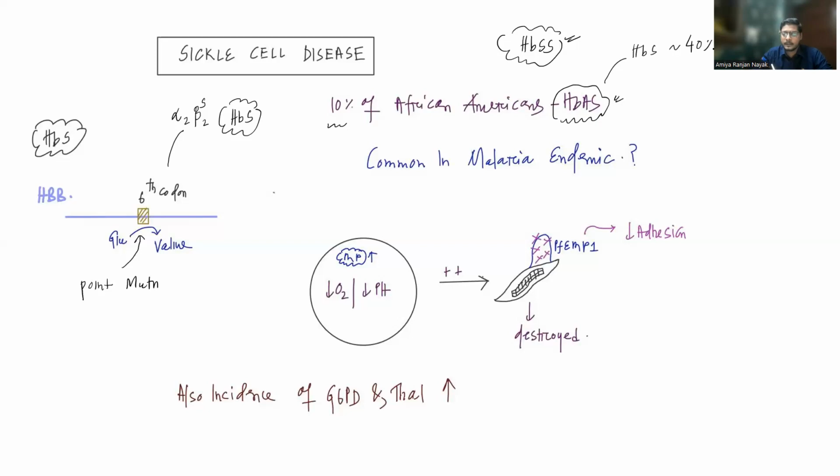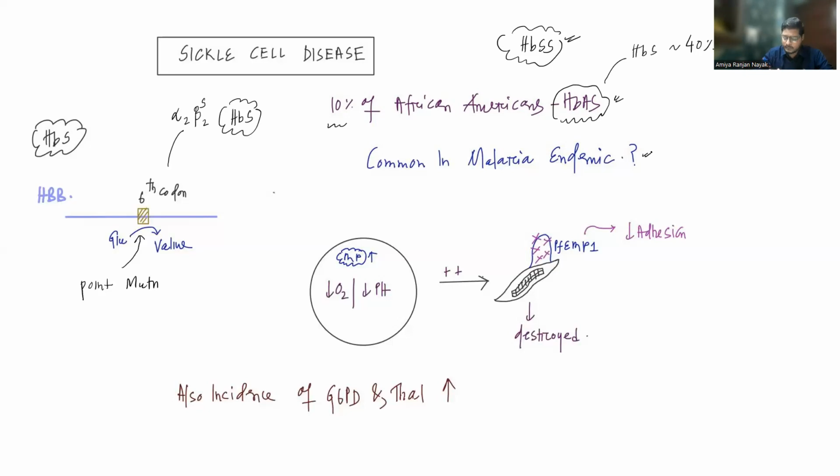Now, before going into the pathophysiology, first we'll try to understand why sickle cell disease is common in malaria endemic areas. There are two explanations. Actually, patients who have sickle cell trait or sickle cell disease have a selective advantage over others against malaria infection.